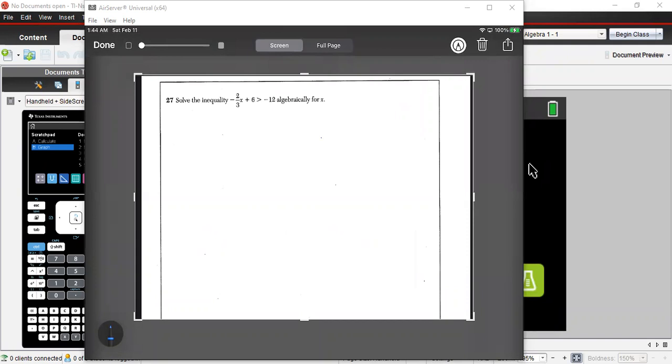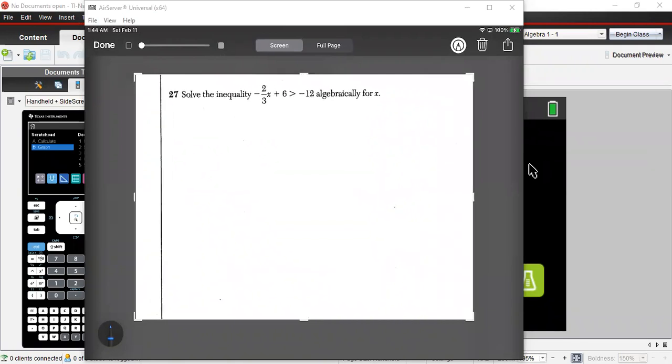All right, so what you should see is an inequality: negative 2/3 x plus 6 is greater than negative 12. They want us to solve this algebraically. So I'm going to do it algebraically, and then I'm going to show you that if you struggle with the algebra for any reason, or if you want to check your answer, you can easily do that by graphing it. But you have to understand what the graph is trying to tell you. All right, so I'm going to start by doing it algebraically.